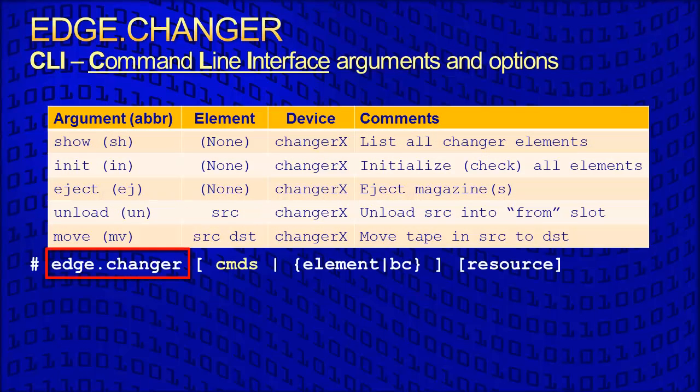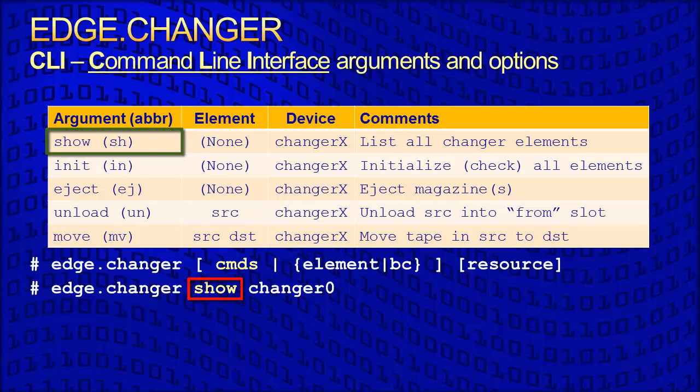The edge.changer command line consists of at least one command argument, potentially one or more elements or barcode labels, and the changer resource name, typically changer 0. The simplest command, show, displays the current status of all elements along with the barcodes of any tapes that have one. Usage is edge.changer space show space changer 0.